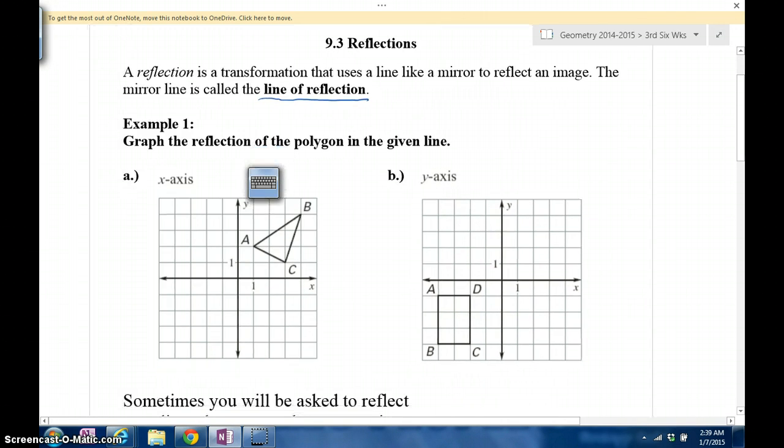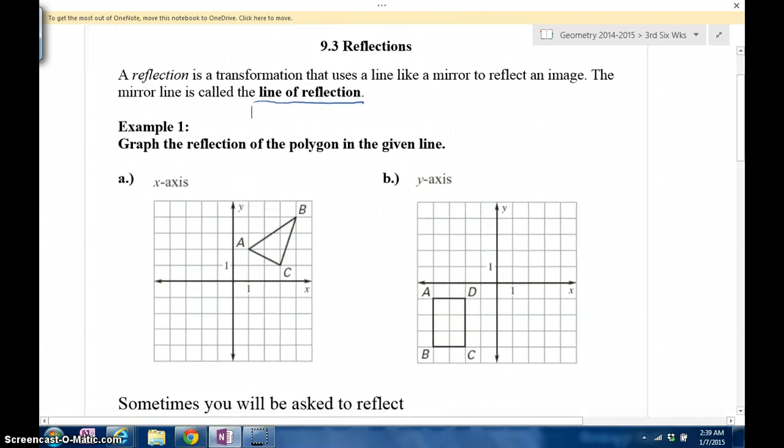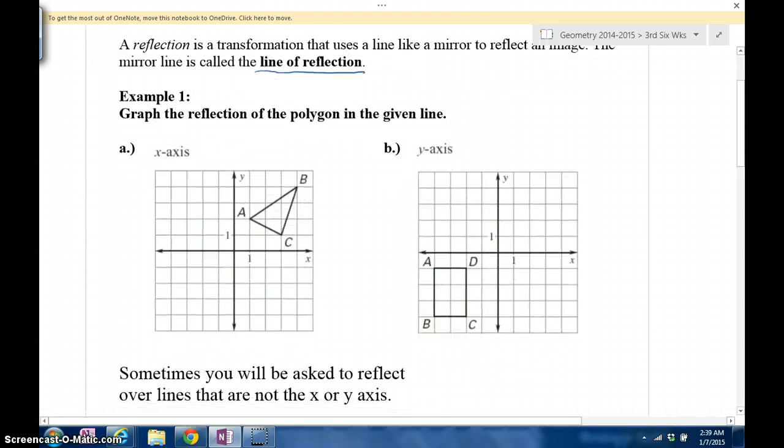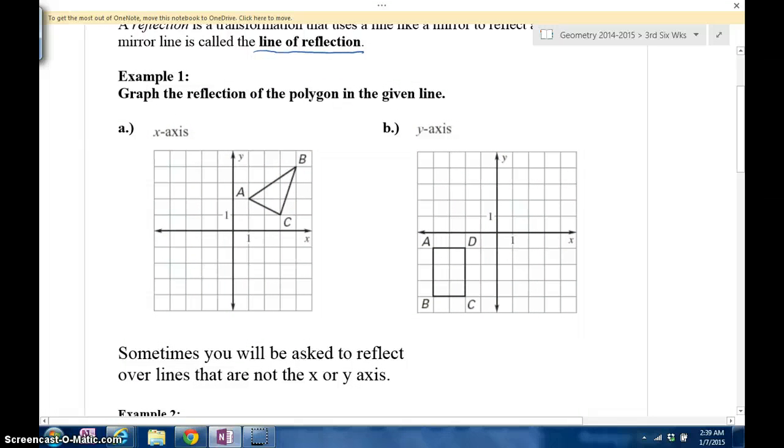Basically all reflections revolve around this line, and we have different lines we reflect across. So we're going to look at a couple examples. First one, example A, we're going to reflect across the x-axis. This will come in later, but the x-axis is actually the equation y equals 0. You'll see why this is important later.